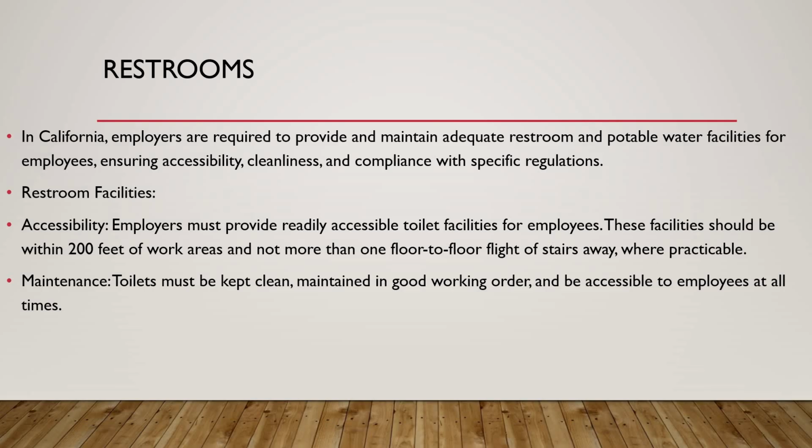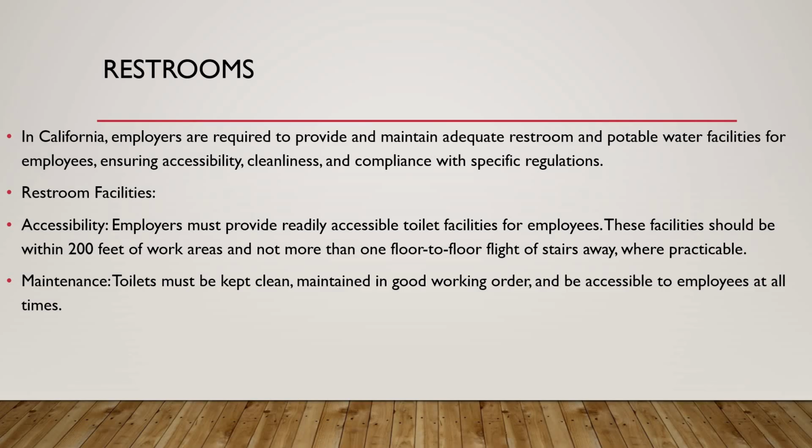Okay, in California, we're going to talk about restrooms now. In California, employers are required to provide and maintain adequate restrooms and potable water facilities for employees, ensuring accessibility, cleanliness, and compliance with specific regulations. So, restroom facilities, accessibility. Employers must provide readily available toilet facilities for employees. These facilities should be within 200 feet of work areas and not more than one floor to floor flights of stairs away where practical.